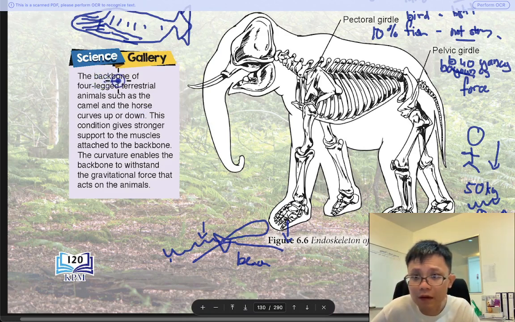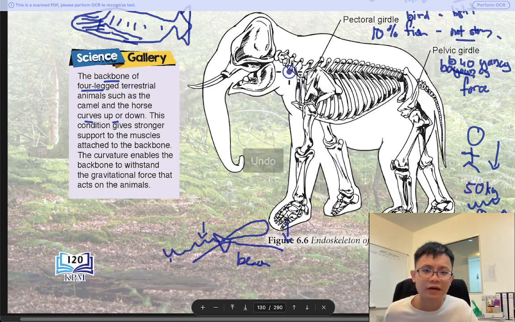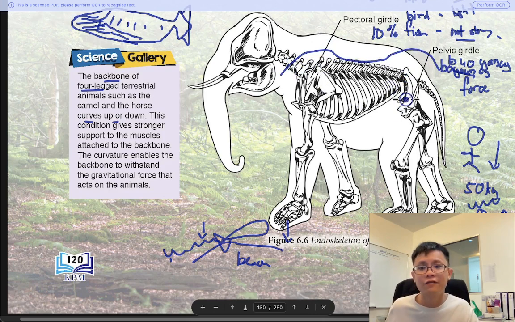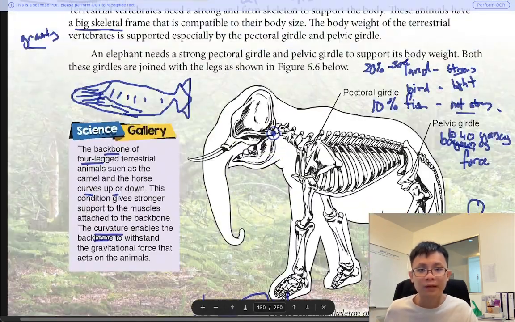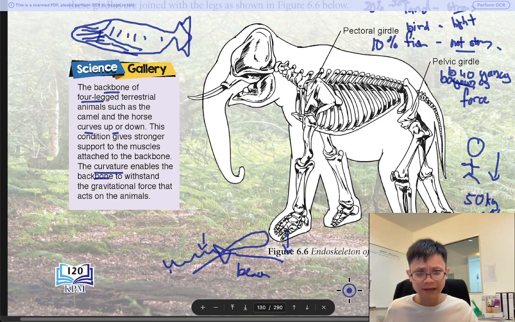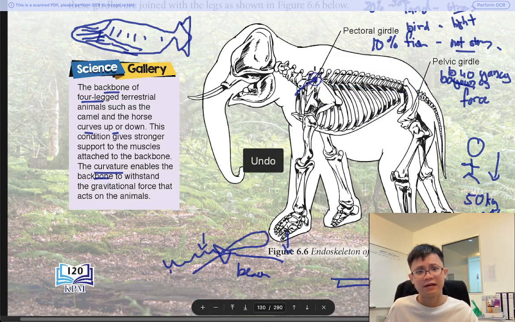So the backbone of all terrestrial animals usually curves up or down. So probably either it curves up, or curves up and down. Maybe a horse is like this. Okay, curve up and down, so that it will give a stronger body force. Correct or not? Let's say you don't want to make it straight. The bone you don't want to make it straight. Of course, the elephant is also a bit straight, but we can see that there is a slight curve like this, so that the bone will be stronger.